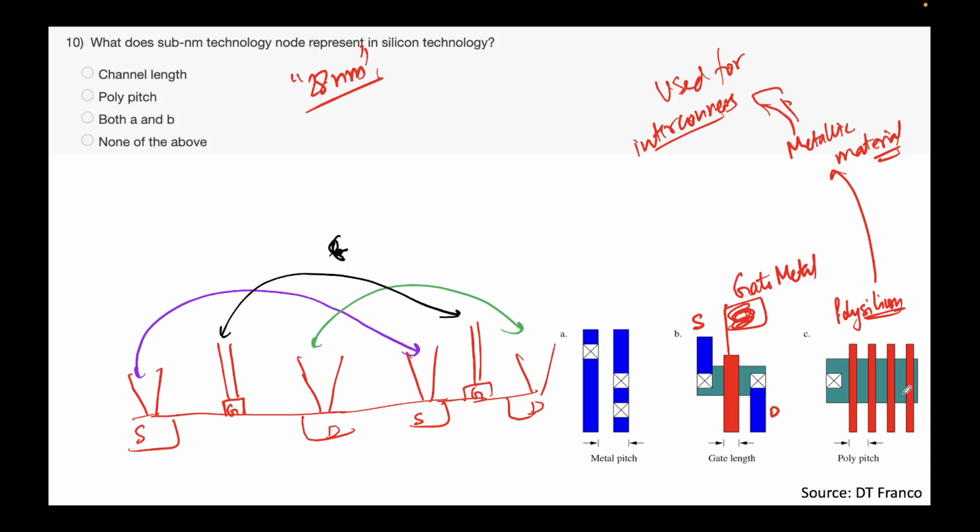The distance between these is the poly pitch, and usually when we talk about nodes, it can refer to both ideally. That depends on whom you're talking to. It's highly subjective, but it can be both A and B, I believe. Some people say it's the channel length, some people say no, it's strictly the poly pitch. So I leave it open. I'm not confident to answer it one way or the other.